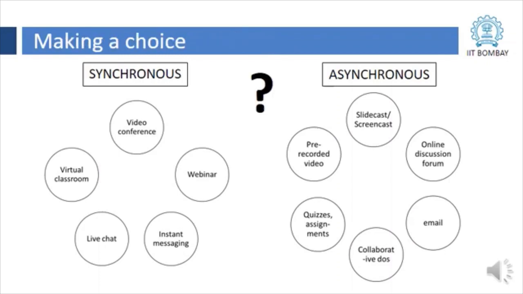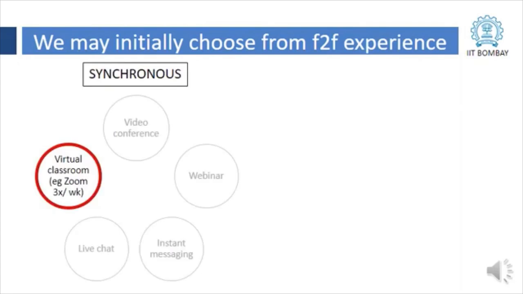At this point, the instructor has to make a choice which mode to use. It's natural that we bring to this decision our experience teaching face-to-face classes. We may initially choose an approach based on this experience. We may think that the synchronous approach is the option to go for because it seems to be the closest equivalent to the face-to-face class that we are so familiar with. So we may decide to do a virtual class over Zoom 3 times a week, similar to the face-to-face weekly schedule.